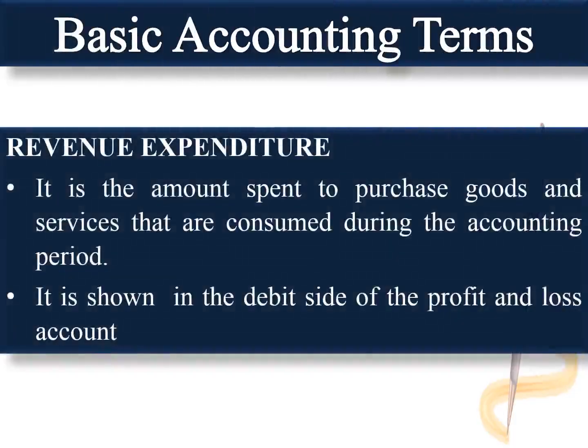Revenue expenditure is the amount spent to purchase goods and services that are consumed during the accounting period, and it is to be shown on the debit side of the profit and loss account. So the benefit of the revenue expenditure will be received in the same accounting period. For example, purchase of goods as a revenue expenditure, salary paid, rent paid, etc.